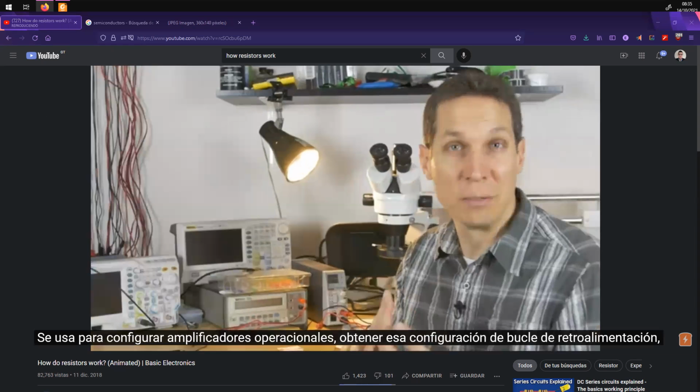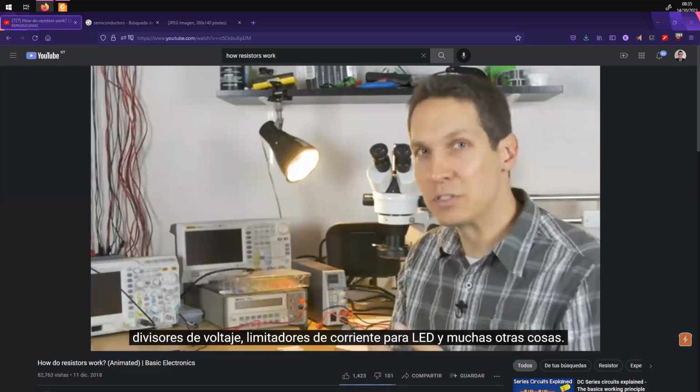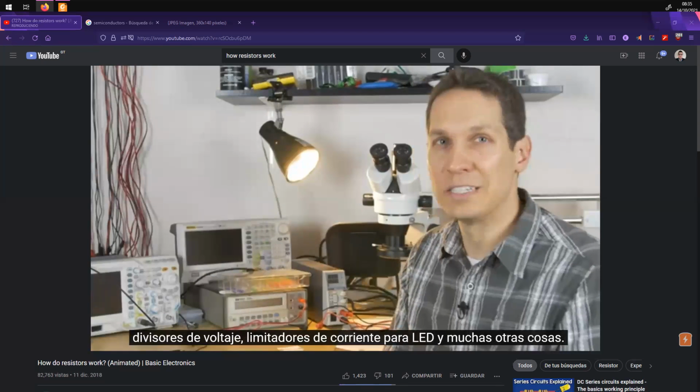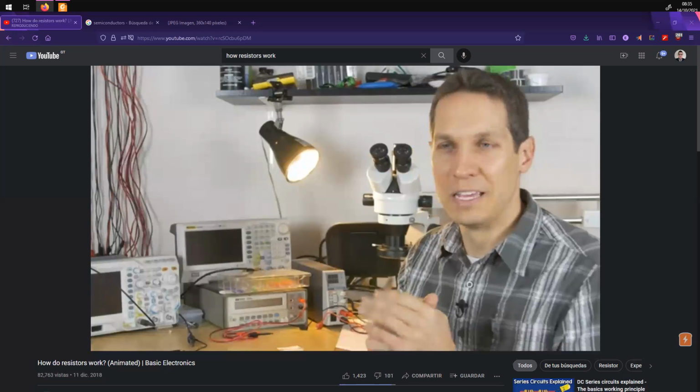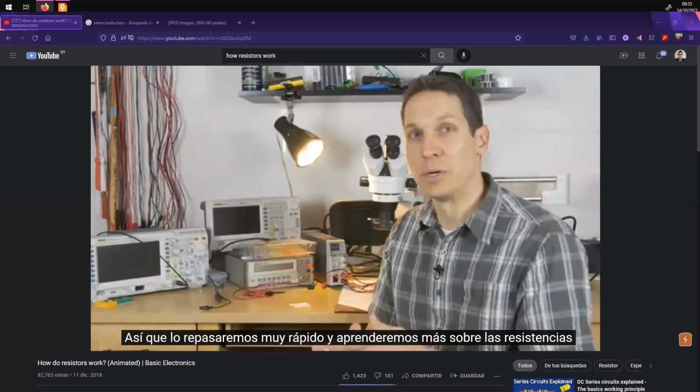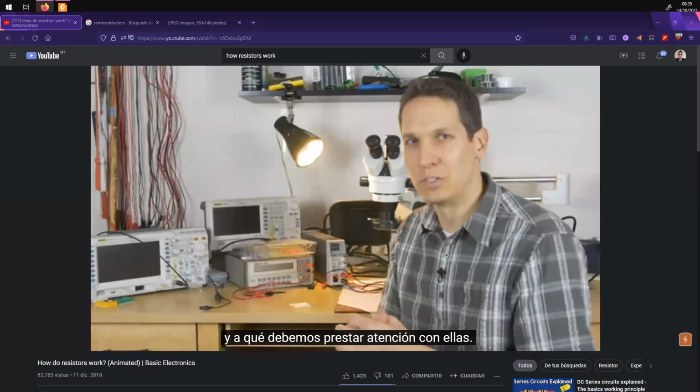It's used in setting operational amplifiers, getting that feedback loop set up, voltage dividers, current limiters for LEDs, and so many other things. They're just everywhere. So we're going to go over that really quick, and we're going to learn more about resistors and what we should pay attention to with them.